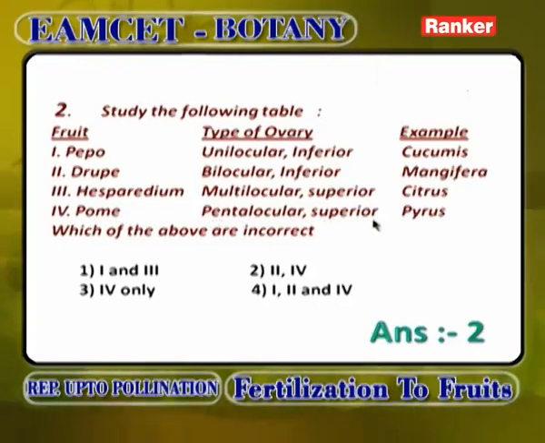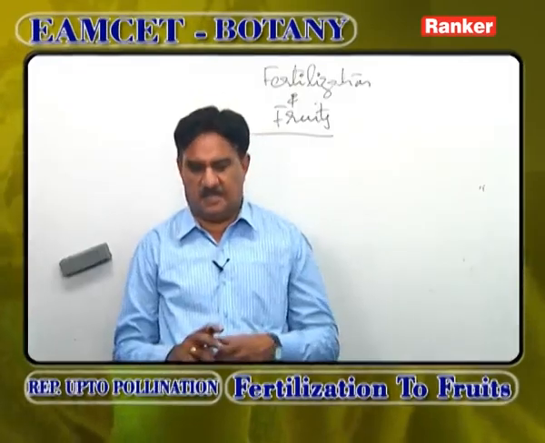Pentalocular is wrong. So here the wrong concepts are 2 and 4. 2 and 4 are wrong. Why? Because Pepo unilocular inferior cucumis is correct. Drupe bilocular inferior mangifera is wrong. It is not inferior, it is superior. Hesperidium multilocular superior citrus is correct. It is the correct combination. Pome pentalocular superior pyrus. It is not pentalocular, it is trilocular.